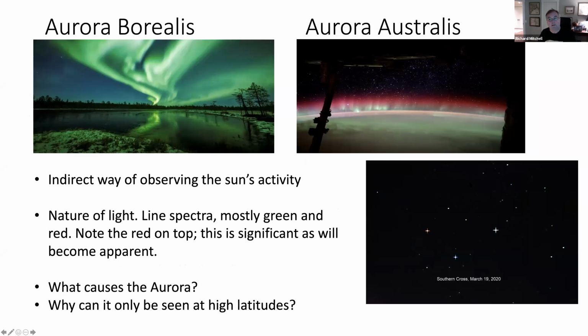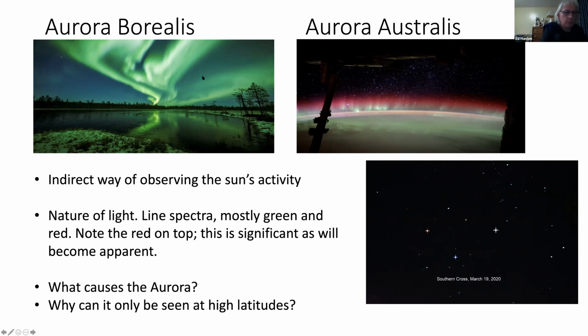I was hoping actually to use some images from members of the club for their aurora, but I wasn't able to do that, unfortunately. So those are stock images, but the best I could do was to put a picture I took of the Southern Cross in, just to remind you that that's the Australis and that's the Borealis, which is in the north. So the issue is what causes the aurora and why can you only see it at high latitudes?